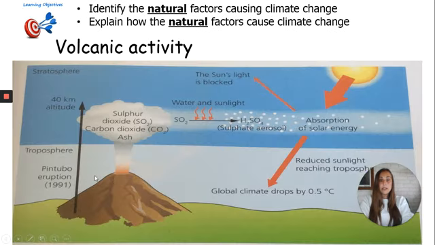And there's just a little diagram there to help explain it. So obviously you've got your volcano that erupts a lot of sulfur dioxide, carbon dioxide, and ash. That is then mixed with water and sunlight, and then the sun's light is blocked out, so it reduces the sunlight being able to reach Earth. And like I said, that one eruption in 1991 led to a 0.5 degree decrease in the temperature overall. So they're your three natural factors that make up today's lesson.